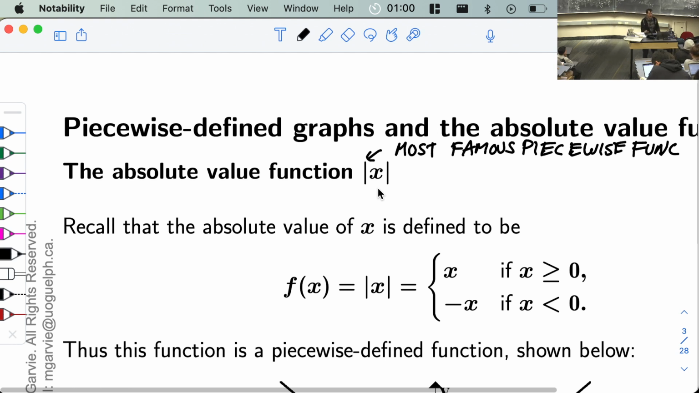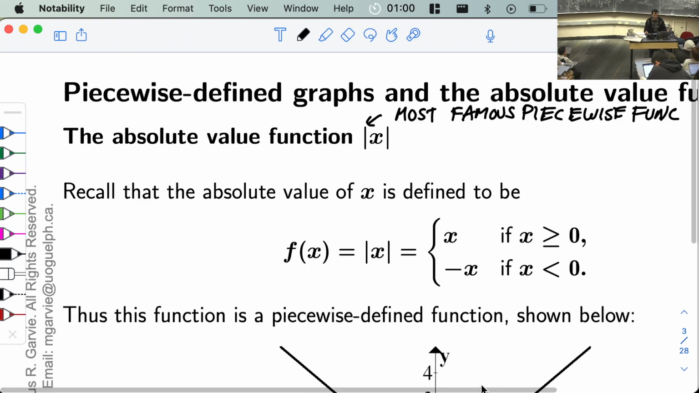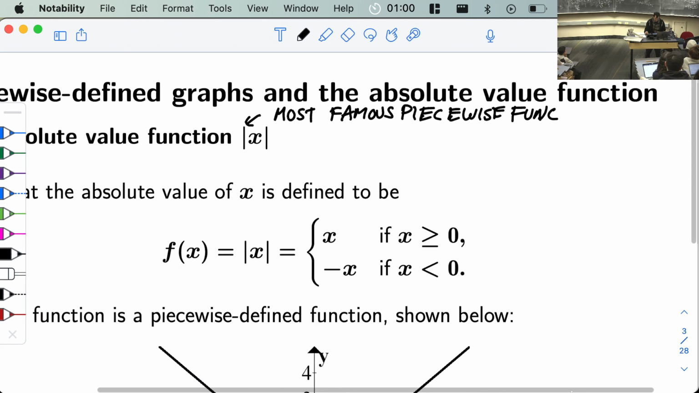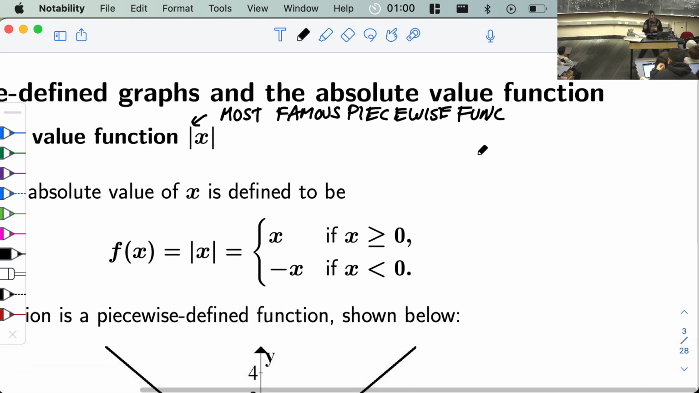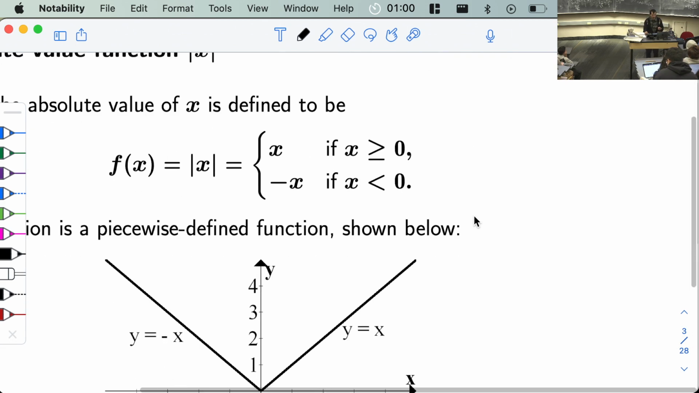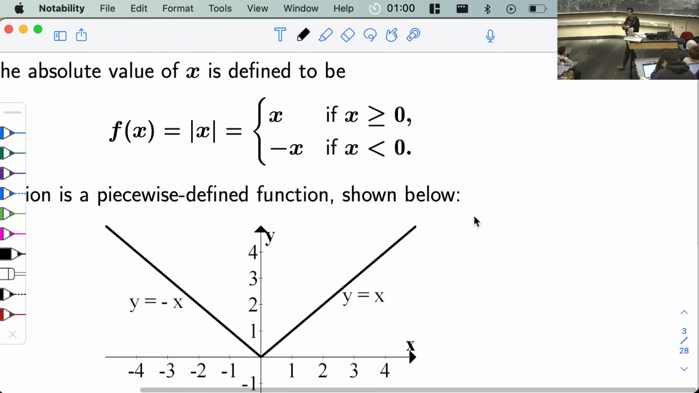Here is the definition of the piecewise function absolute value of x. F of x is one thing if x is bigger than 0, and it's another thing if x is less than 0. So it has two formulas, one for bigger than 0, one for less than 0. This is what the graph looks like. For x bigger than 0, it's just x. If x is a positive number, I don't touch it. I just give you back x. If x is a negative number, I do negative x.